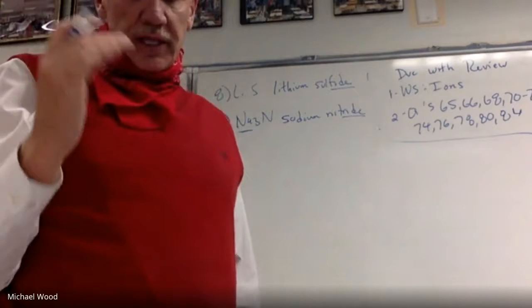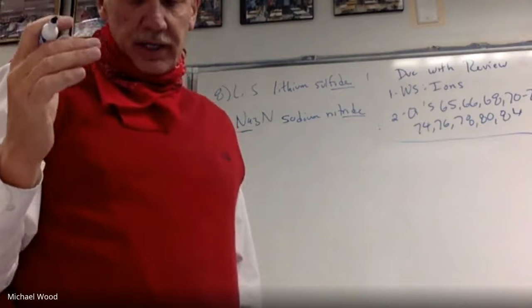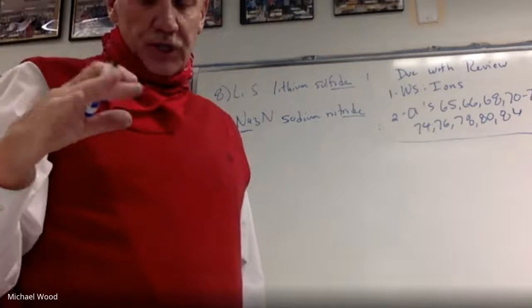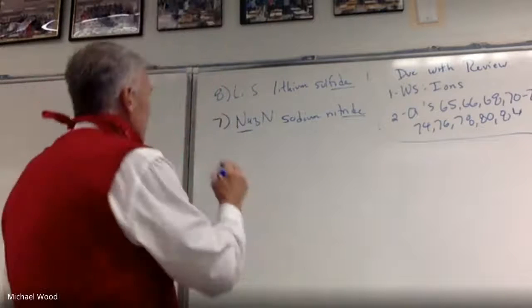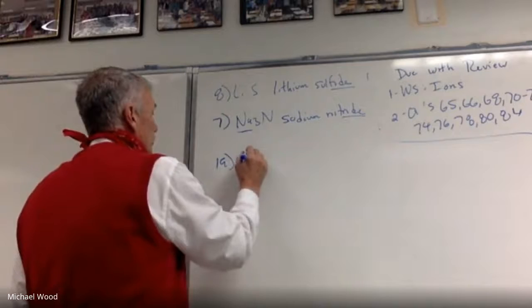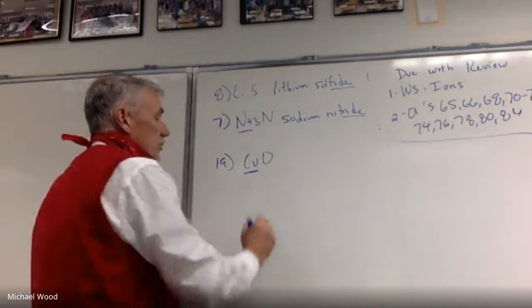Then beginning with 9 through 19, they're all type 2. So let me do a couple of these. This is when we have to do a Roman numeral. So number 19, CuO.